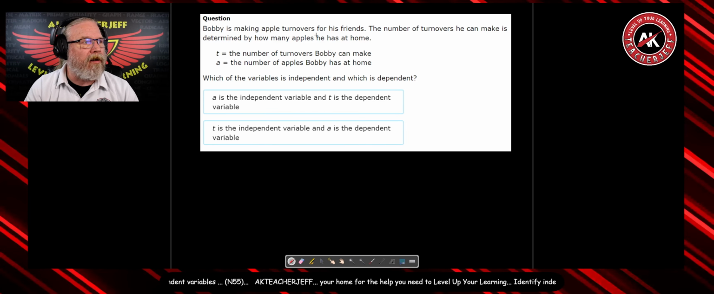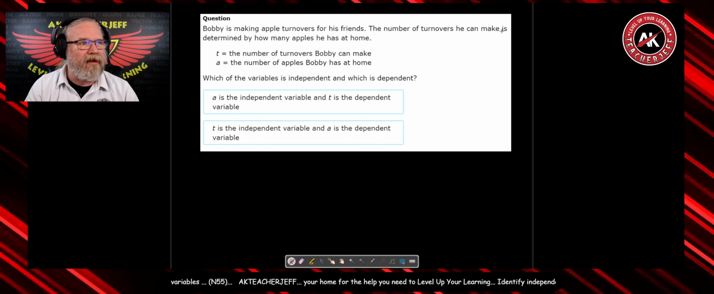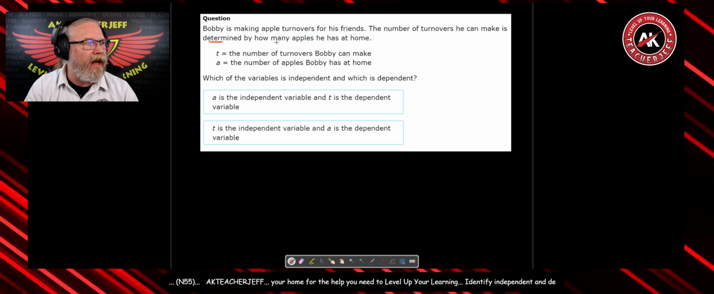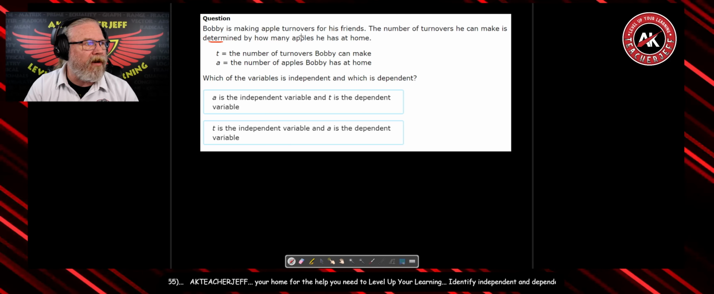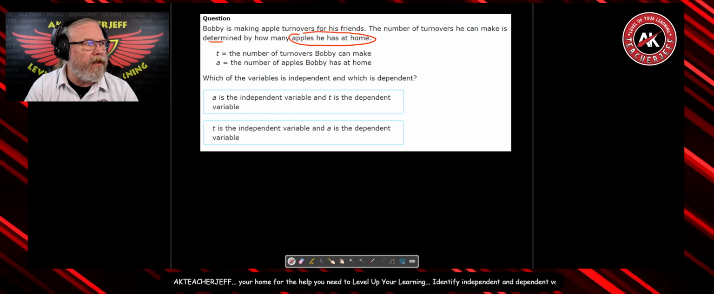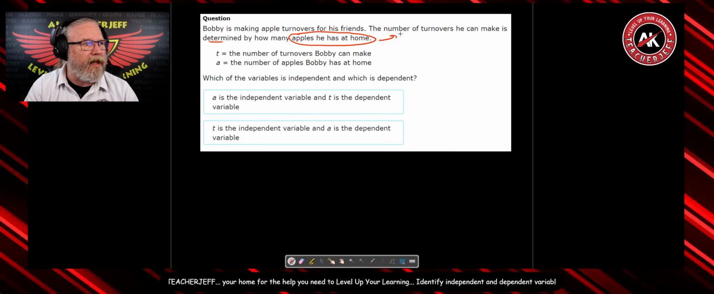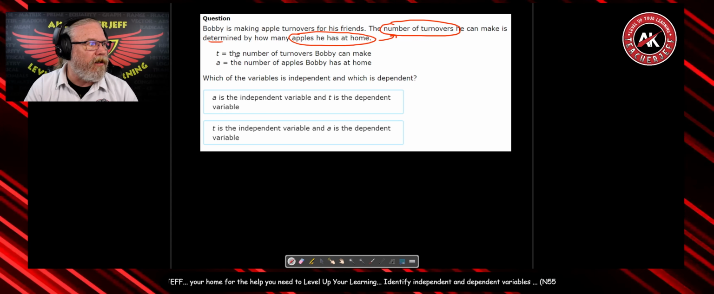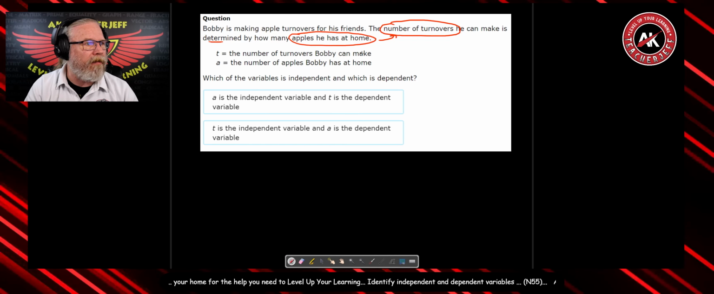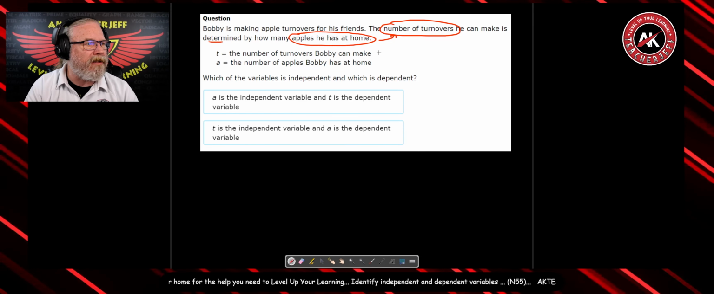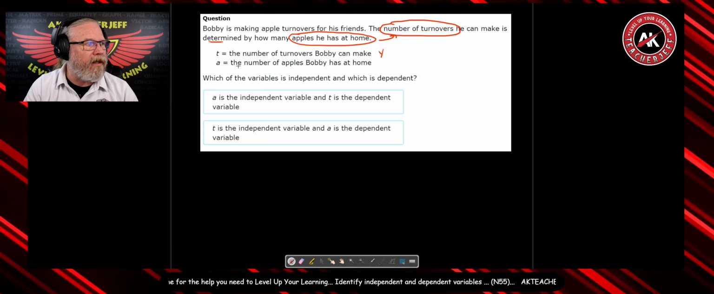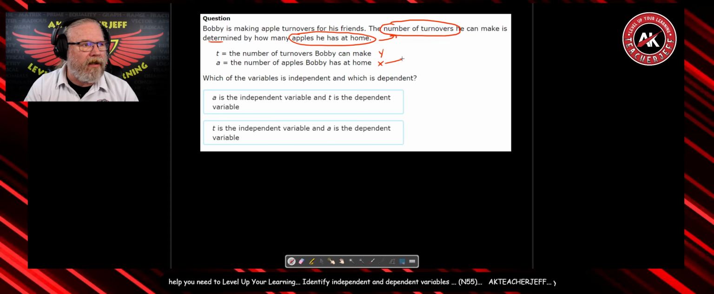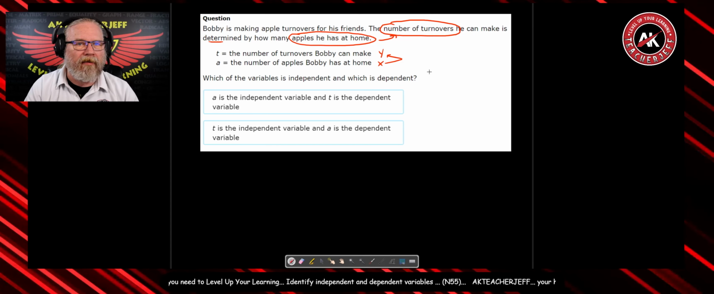Bobby is making apple turnovers for his friends. The number of turnovers he can make is determined by how many apples he has at home. So the number of apples that he has at home seems to be determining the number of turnovers that he can make. So one's causing the other. T is the number of turnovers that he can make. This is going to be our Y value, right? And the number of apples that Bobby has at home, that's our X value, because the number of apples he has at home is determining just how many turnovers he can make.